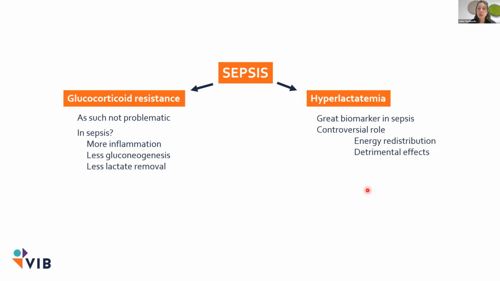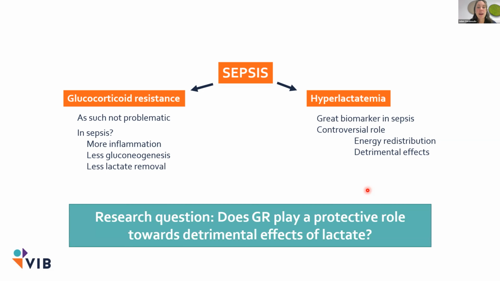According to some researchers, lactate is something beneficial, as it is important for energy redistribution in the body. However, lactate has also many detrimental effects. And we wondered whether GR is playing a protective role towards the detrimental effects of lactate.